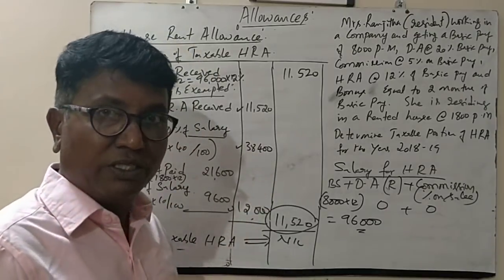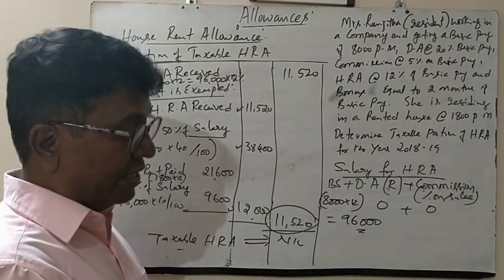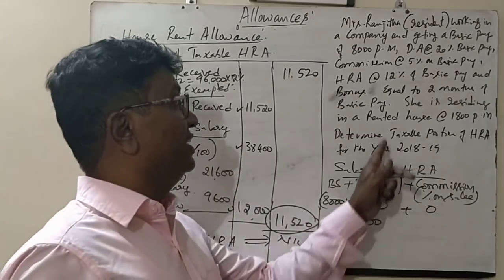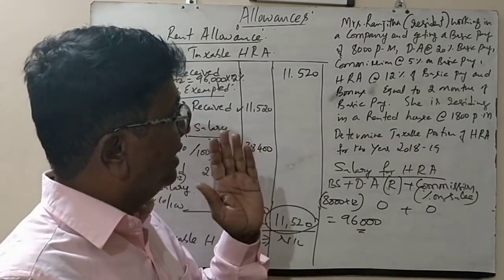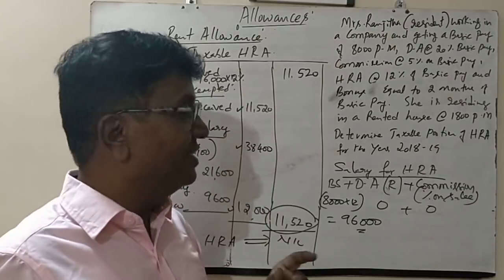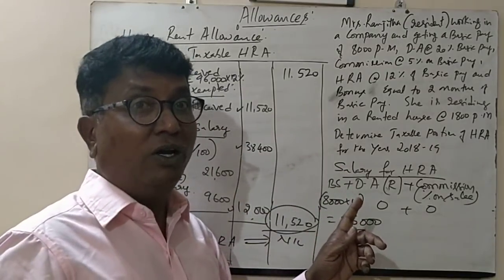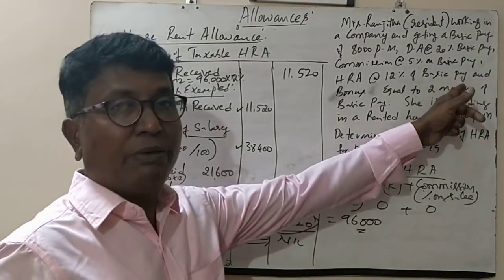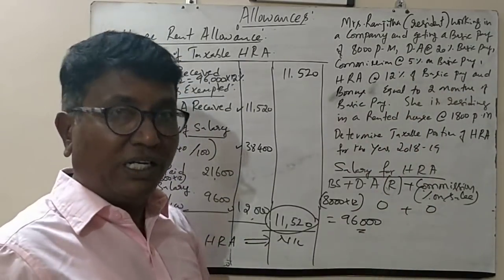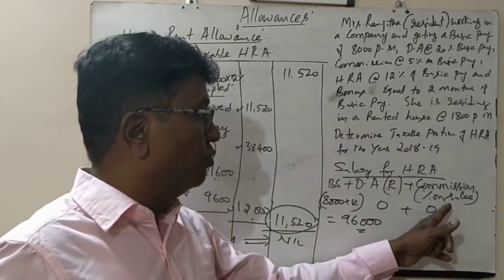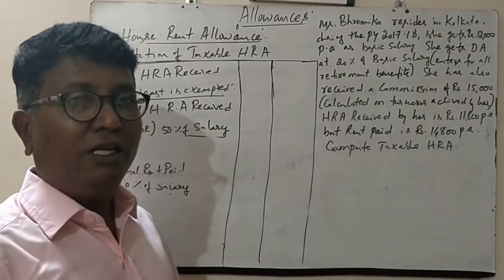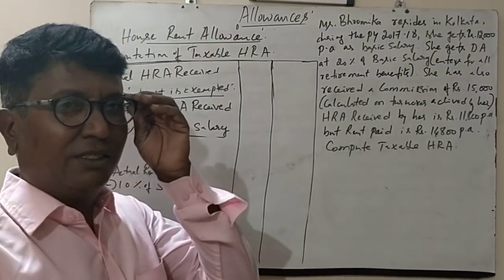So simple question. See my dear guys, whenever you are reading a question, please don't forget whether DA enters into retirement benefit or not, and commission if it is paid on sales or not. If it is paid on basic pay or on profit or whatever the commission, we don't take. We take only commission on sales. Okay. Now, guys, let us see the second question.